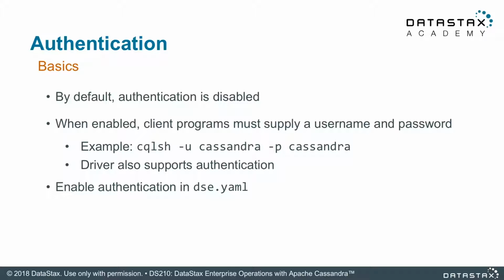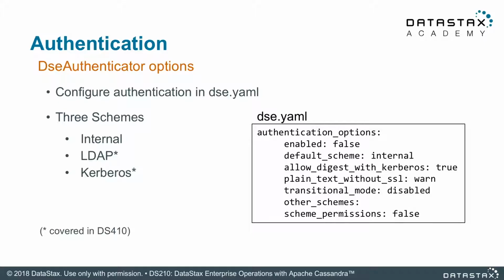DSE implements authentication via the DSE Authenticator. The DSE Authenticator provides 3 different authentication schemes to meet the needs of various environments. It can plug into your existing Kerberos or LDAP authentication, or there's a built-in authentication using the internal scheme. This built-in or internal authenticator is the one that we'll focus on in this course. We configure the DSE Authenticator using options in the dse.yaml file, as shown to the right.